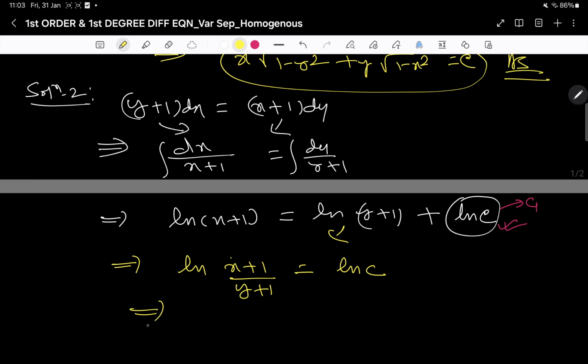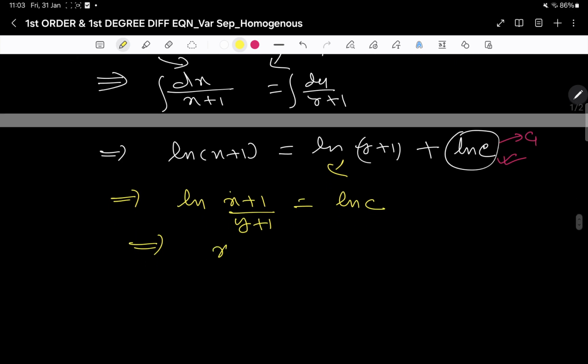Okay, so now taking exponential on both sides, x plus 1 by y plus 1 is c only. So that means x plus 1 is equal to c into y plus 1. So this is your answer.